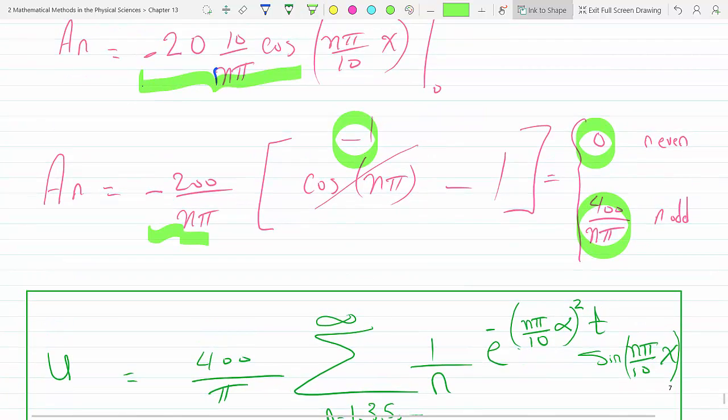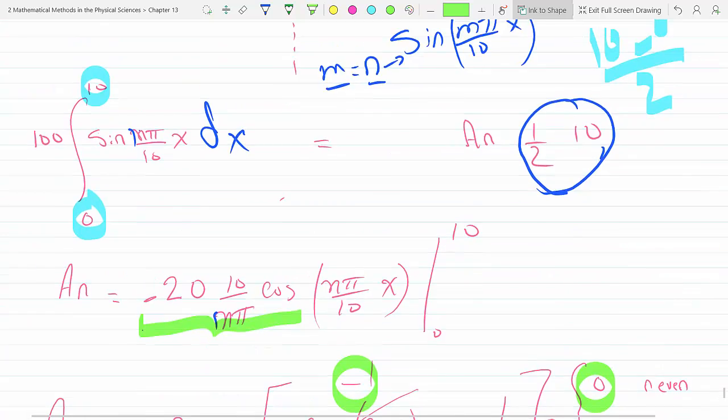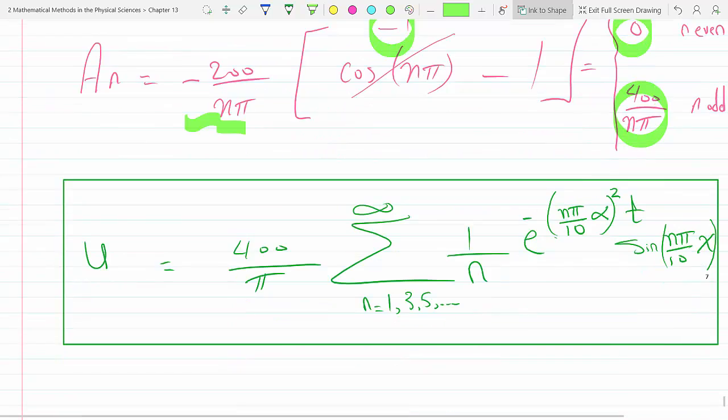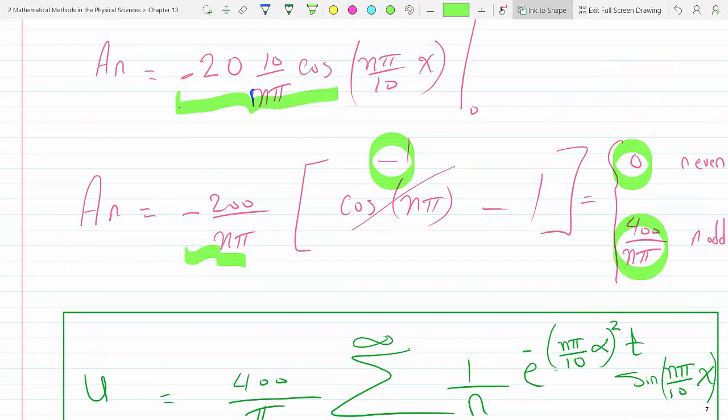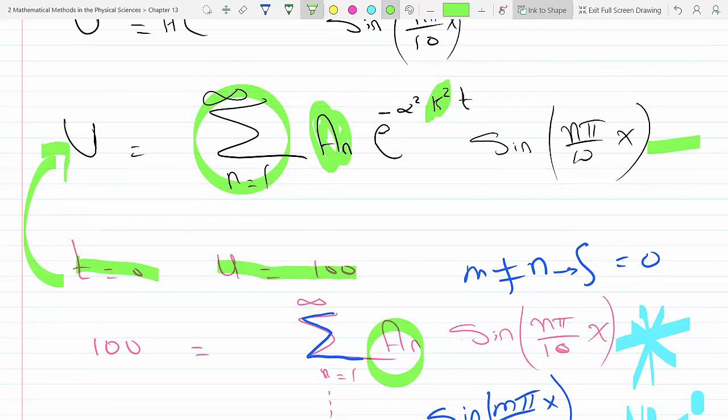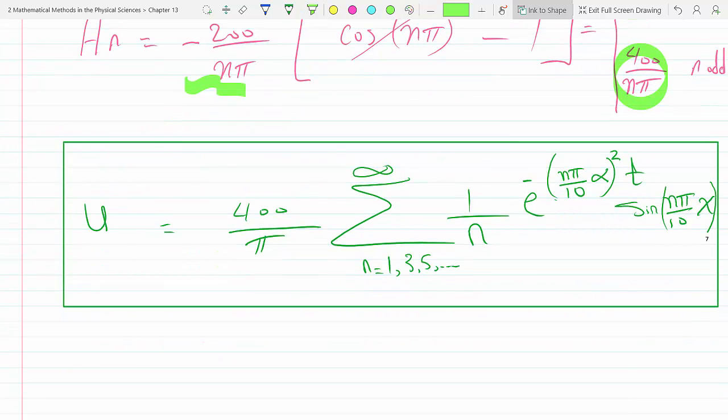Okay, so that means if a_n is 0, the whole solution is 0, right? The whole thing goes away. So that means I only have heat distribution for odd multiples of pi, because that's when I have an answer for a_n, 400 over n pi. So now I take that a_n and I plug it back in, knowing that I have a summation over the odd n. The evens don't matter at this point, because if the even ones are giving you a 0 solution, you're just adding a 0.